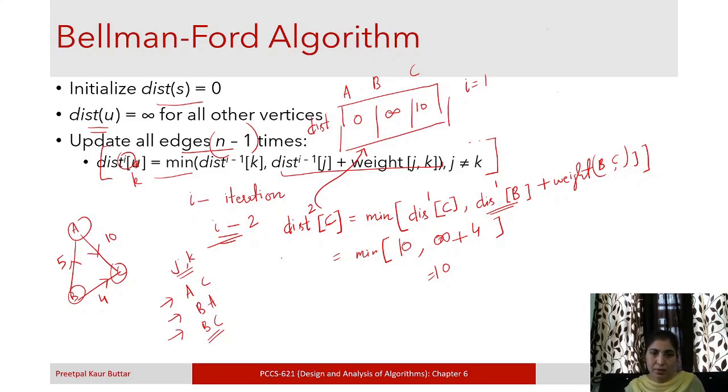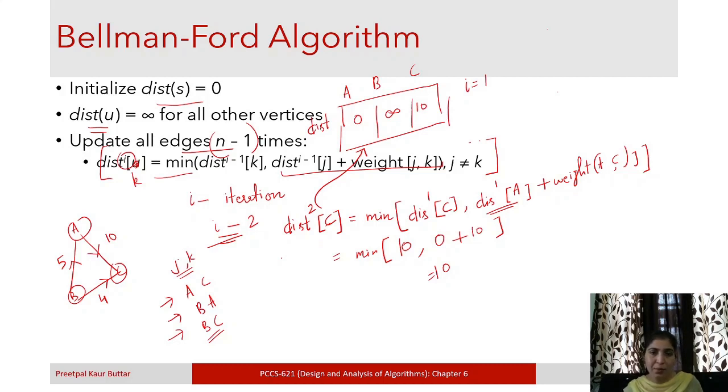Okay, so I think nothing will change in this also, right? So A to C, the destination is C and the source is A. Already we have calculated. This was a very simple example. So A to C, right? Okay, so the distance of C is 10. The distance of A is 0 in the previous iteration, and the weight A to C is 10. Okay, so both are the same, we will not change.